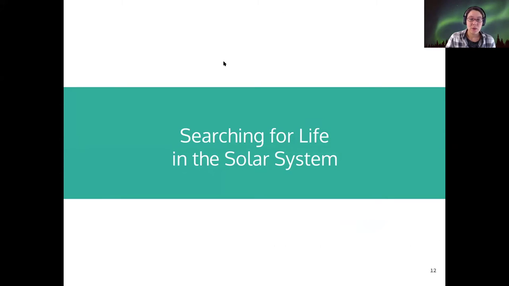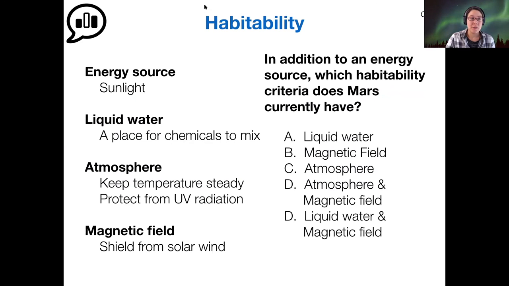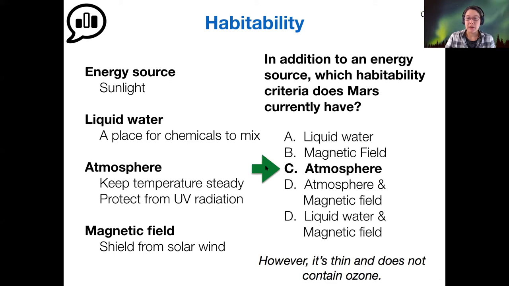So what have we actually done in terms of searching for life in the solar system? The first place your mind probably takes you is Mars. So let me ask you, in addition to an energy source, which is of course sunlight, which habitability criteria does Mars currently have? All right, so some of you have taken 121 and therefore would sort of know about this. So Mars currently has an atmosphere. Technically it has a magnetic field, but the magnetic field is not very strong. It's not anywhere near as strong as Earth's. So I guess technically you could be right with D, but Mars does have an atmosphere.